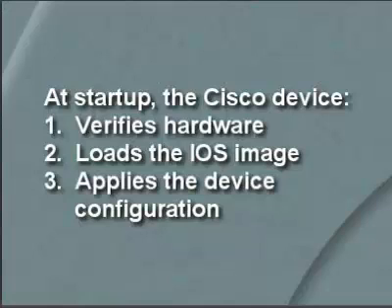When a Cisco device starts up, it performs three basic functions. First of all, it finds and checks its hardware. Second, it finds and loads the IOS image, the operating system. Thirdly, it will find and apply device configurations. During this first step, the finding and checking of hardware, the router or switch will perform a power-on self-test.